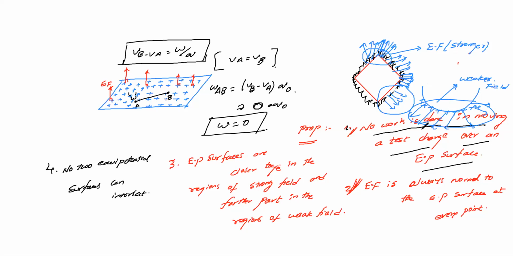These are nothing but your stronger fields, and these are nothing but your weaker fields. Clear? So this is the one. Now the fourth one we'll see: no equipotential surfaces can intersect.